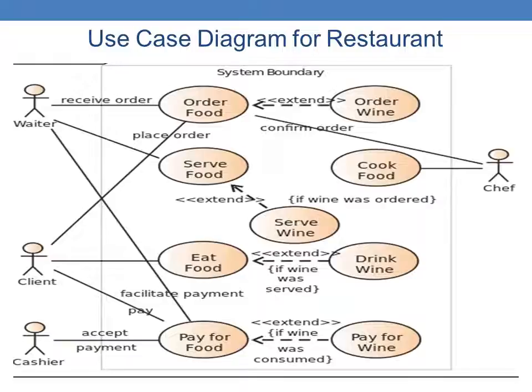Next, whichever food the client ordered is going to be served by the waiter. After that, the client pays for the food. Then the cashier accepts the payment from the waiter or client.